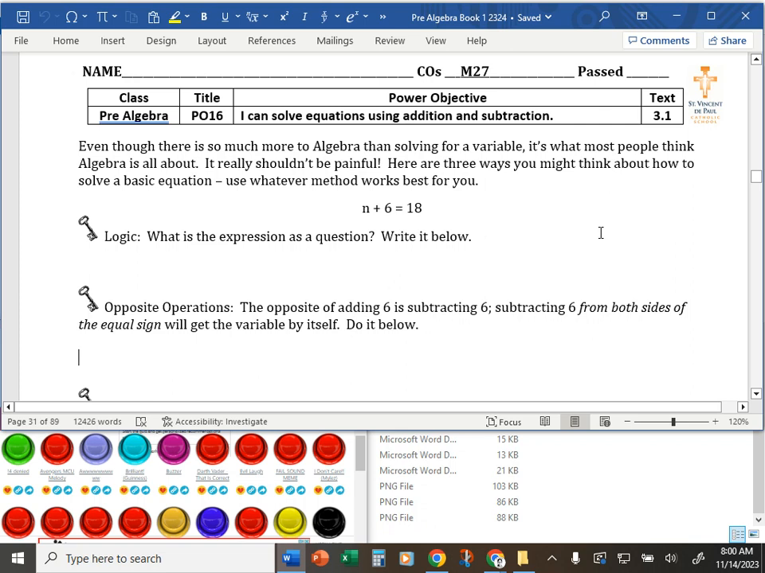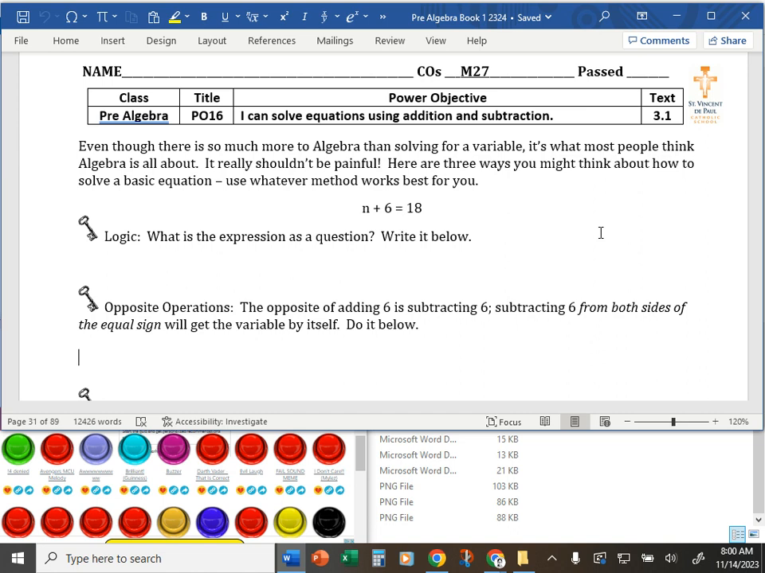Algebra, we are moving on to a double PO day. It doesn't get any better than this. And it's all about one-step equations. The reason why we're doing two objectives is because you've done this before, right? And it is basically going to be kind of a review of the process.